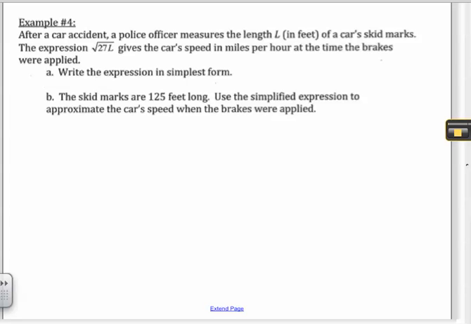Okay, guys, example number 4. I'm sorry we didn't get to go over this one in class, but here we go.